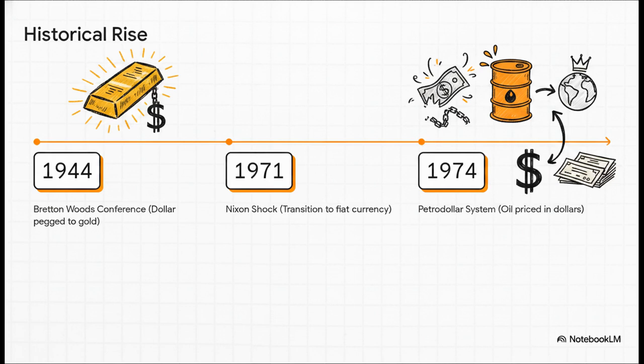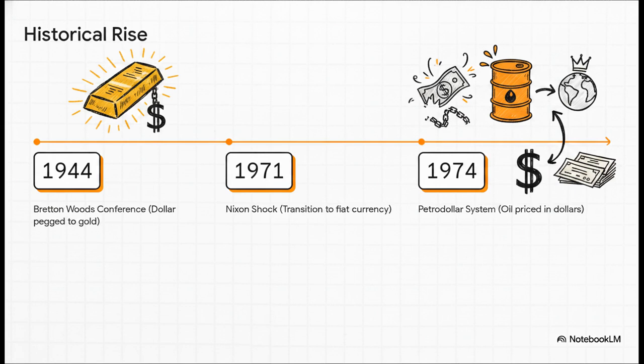That brings us to 1971, the Nixon shock. The U.S. suspends gold convertibility, and boom, the dollar transitions into a liberated fiat currency. Finally, after the oil crisis, we get the 1974 petrodollar system. This stabilized global demand by ensuring Saudi oil was priced in dollars, which then just got recycled straight back into U.S. treasuries.